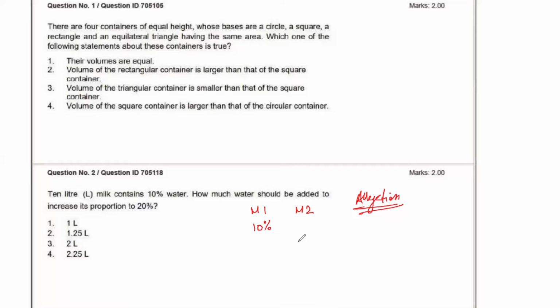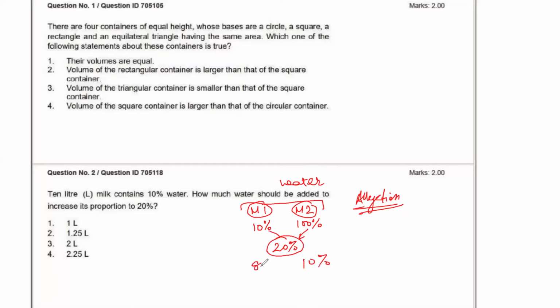Okay, because in the alligation method, this is 20%. Let's say I'm adding 100% water. Let's just try this out. I'm going to cross multiply. So this is mixture 1, which is your original content, which has 10% water. I'm taking everything in terms of water. The portion that I'm adding is 100% water. So mixture 2 is the portion which I'm adding, which is 100% water, and the resultant should be 20% water.